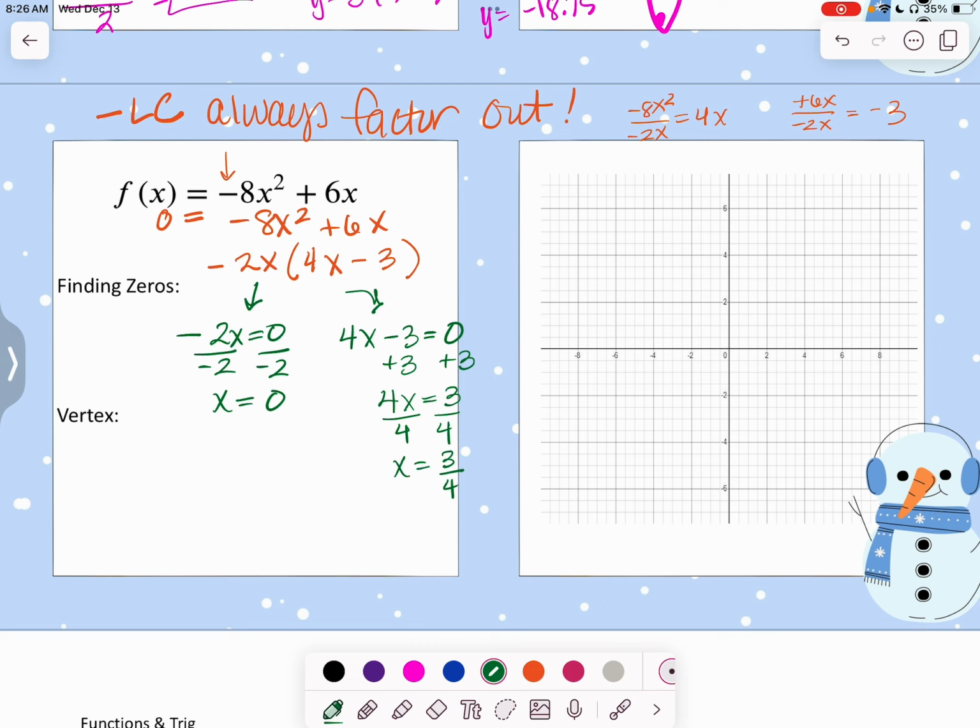Okay, so this one's going to be a little harder for me to graph. I have one at 0 and one at 3/4. I can't actually find where 3/4 is, but I'm going to do my best to just kind of put it on there. Okay. You can use the decimal of this if you want to find the x of the vertex. Remember, I'm going to find the average. So 0 plus 3/4 divided by 2.